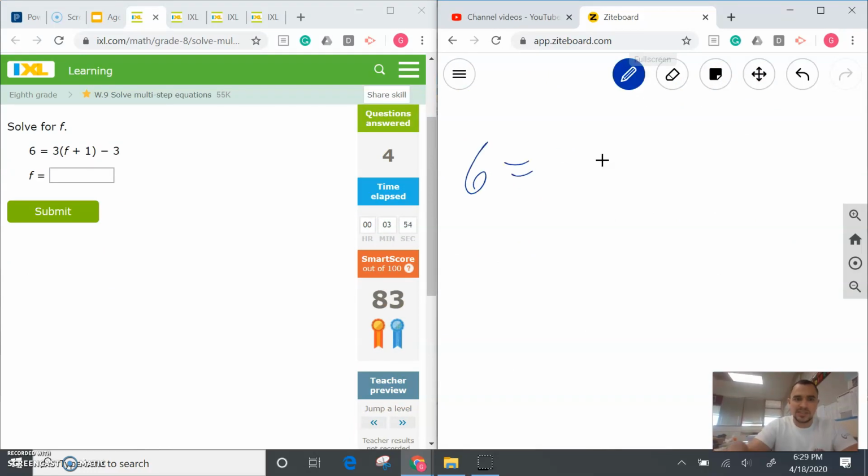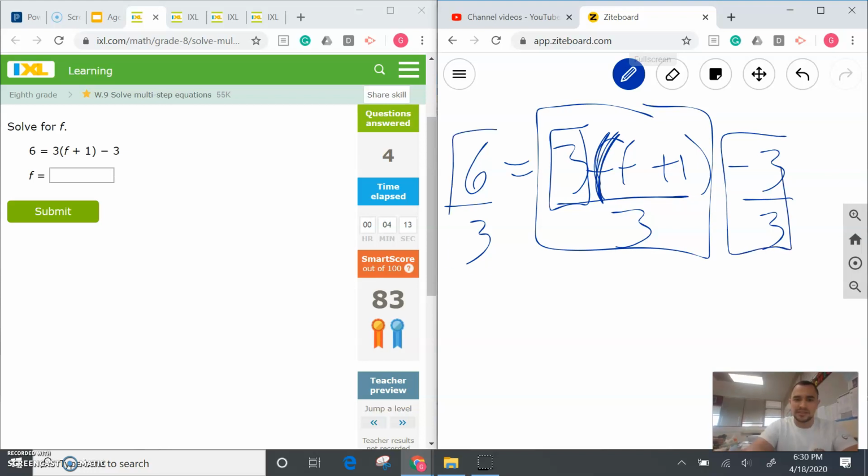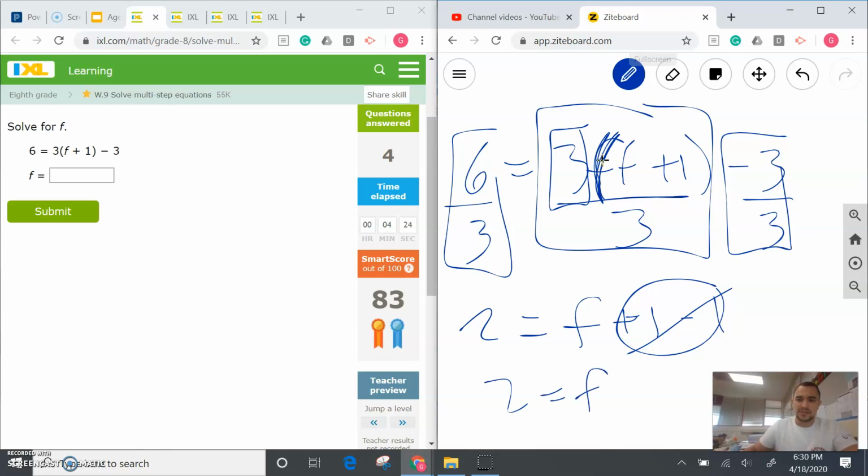All right, so 6 equals 3f plus 1 minus 3. Here's one thing. This can be divided by 3. That can be divided by 3, and that. Now remember, this is one term, this is another term, and this is another term. You can divide it all by 3. So you get 2 equals f plus 1 minus 1. And then these will cross out, so 2 equals f. So let's check it out. 2 plus 1 is 3. 3 times 3 is 9, minus 3 is 6. And that's one way you could do it.